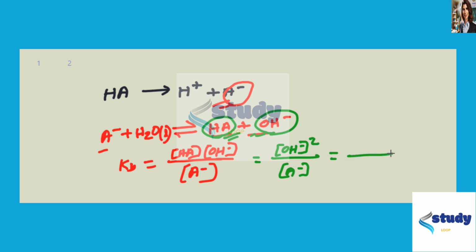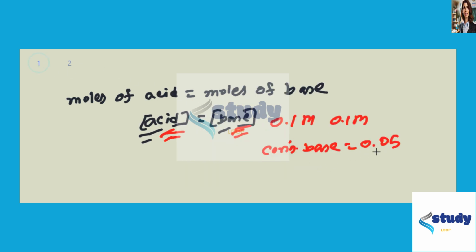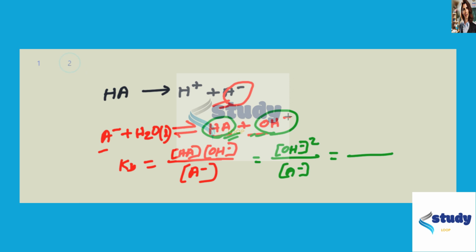And as the conjugate base concentration we have already found as 0.05, that means on the top we will have OH minus squared, and on the bottom we will have 0.05. Now again, we know there is a relation between Ka and Kb, which is Kw is equal to Ka times Kb. That means Kb is equal to Kw over Ka.